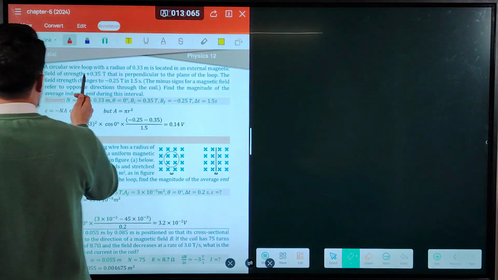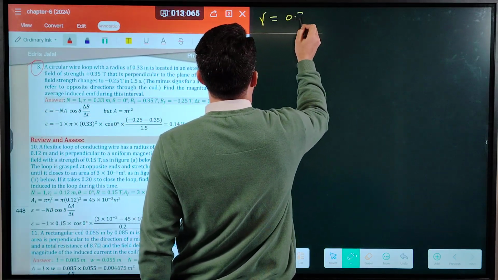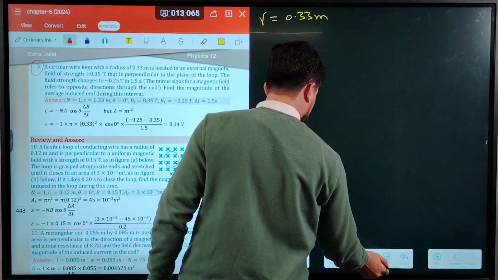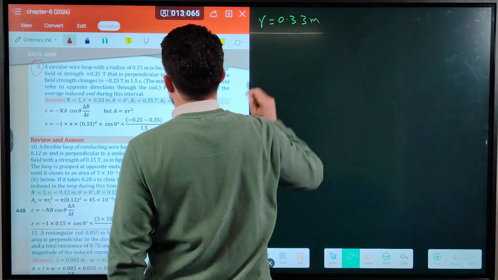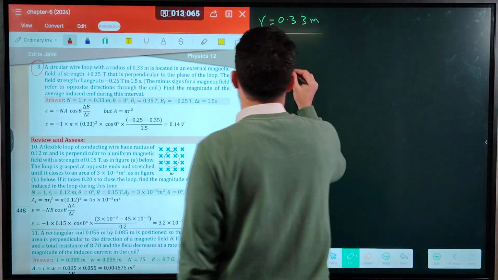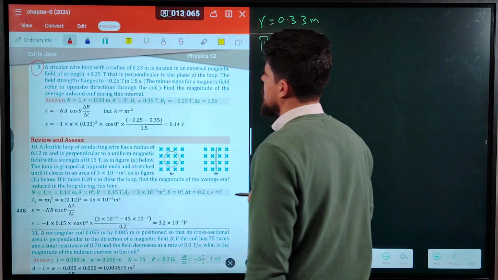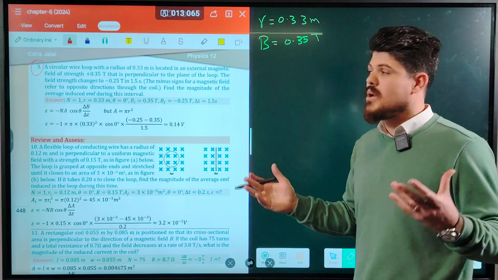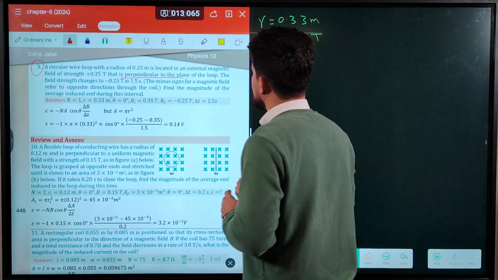Question 3: a circular wire loop with the radius given, 0.33 meter, is located in an external magnetic field of strength 0.35 Tesla, B, that is perpendicular to the plane of the loop. The magnetic field is perpendicular to the plane of the loop. If the magnetic field is perpendicular to the plane of the loop, theta is 0.